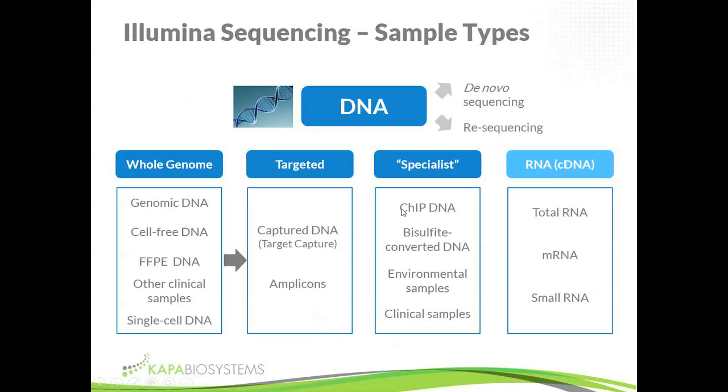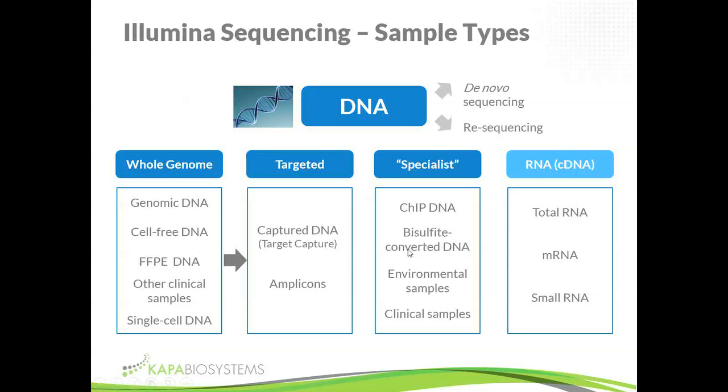Then for the specialist applications, for ChIP-seq, we generate DNA through chromatin immunoprecipitation. That's a technique where we use antibodies to pull down the DNA sequences that interact with specific transcription factors. We can make, again, a whole genome library, treat that with bisulfite, and that converts only the non-methylated cytosines to uracils. The methylated ones stay as cytosines. And so we do methyl sequencing and study epigenetics through bisulfite converted DNA.